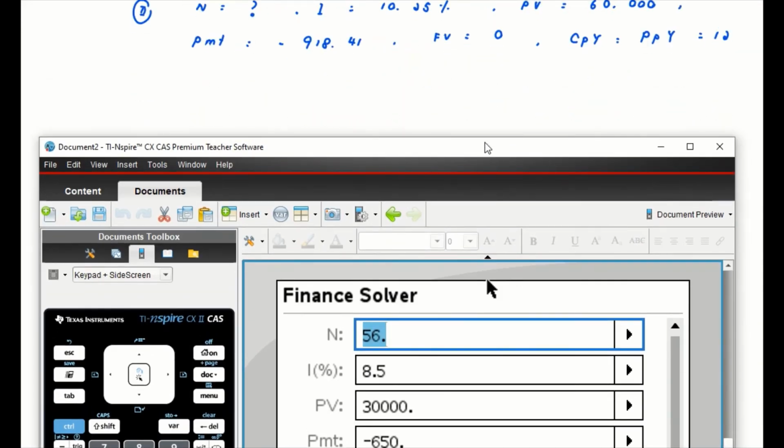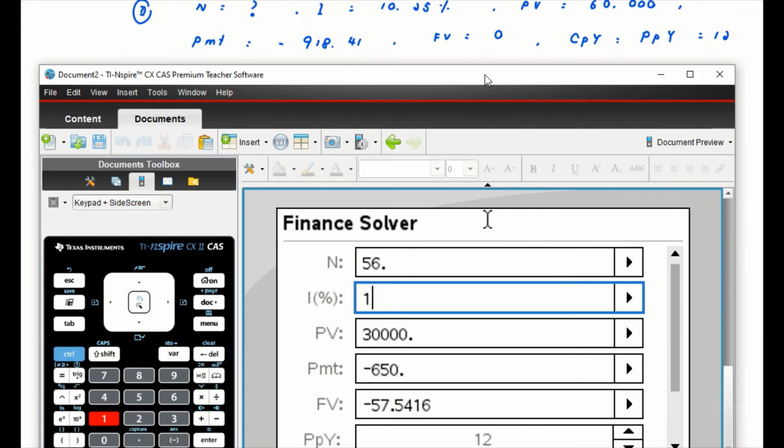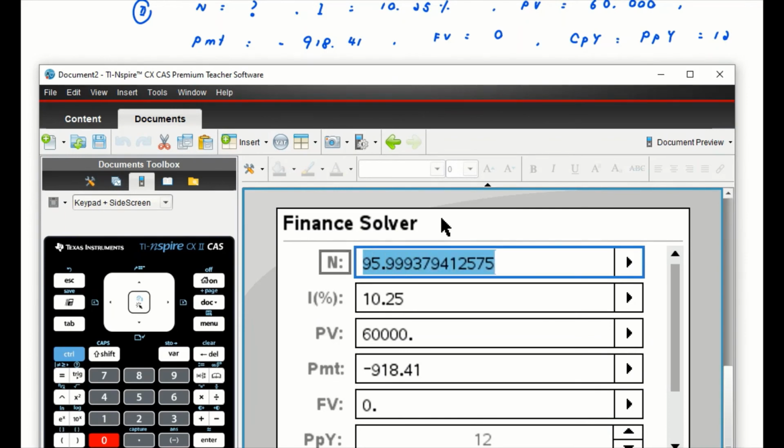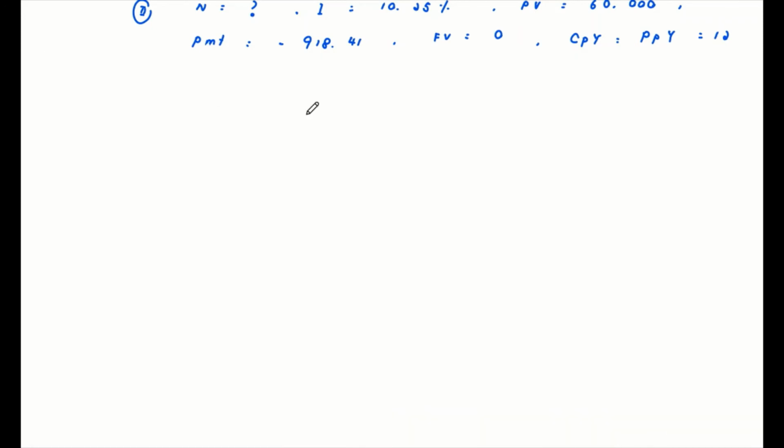Alright, so N is what we want to find, and I is 10.25, PV is 60,000, PMT is negative 918.41, FV is 0, and then P/Y and C/Y of 12 are the same. Then you will be able to get 95.99938. So this number is close to 96, remember to round up, right?